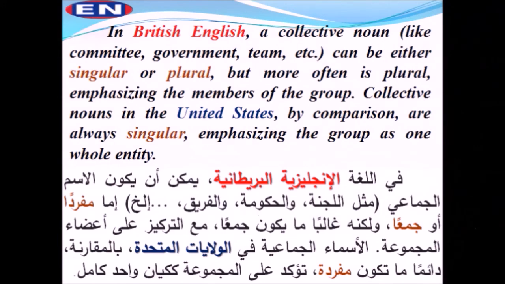A new rule is another difference. In British English, a collective noun like committee, government, team, etc. can be either singular or plural, but more often is plural, emphasizing the members of the group. Collective nouns in the United States, by comparison, are always singular, emphasizing the group as one whole entity.